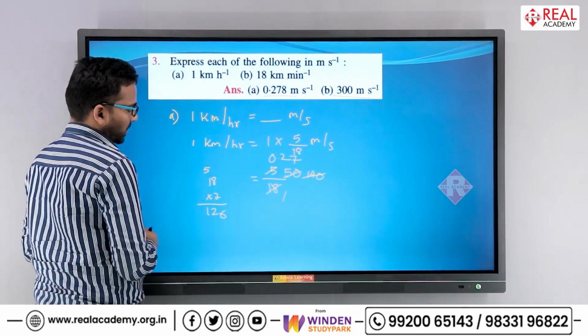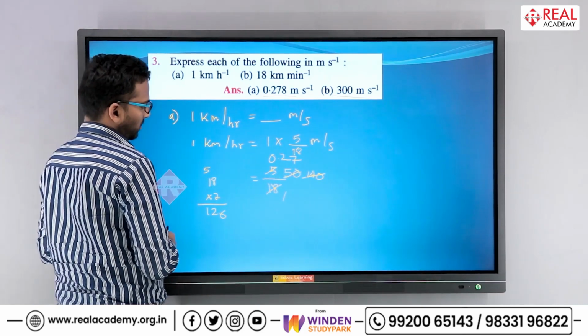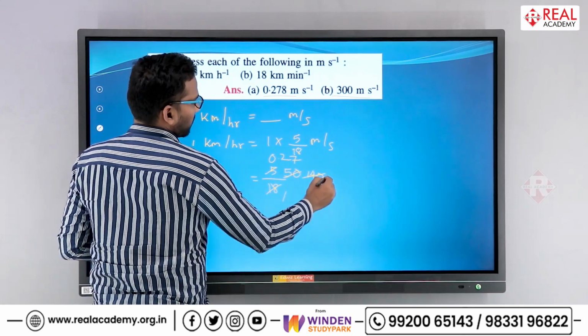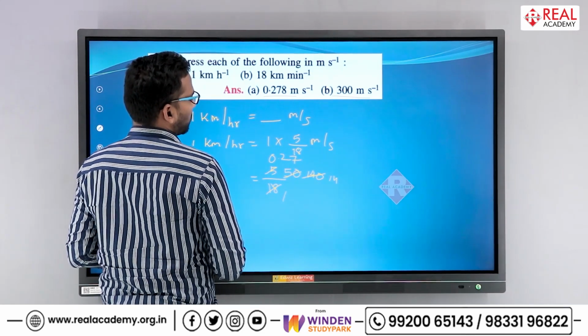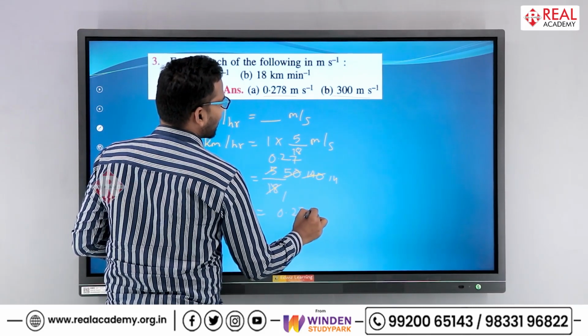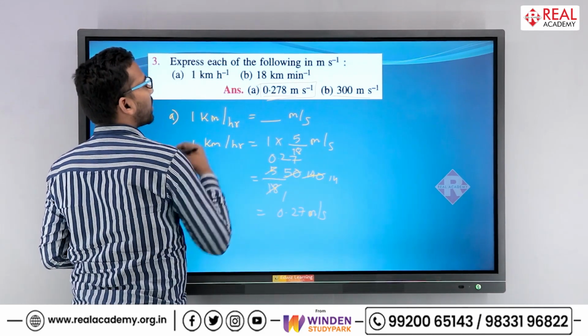So how much remains if we subtract 126 from 140? The answer is again this much, right? So it will be around 0.27 meter per second, and the answer is 0.278 meter per second.